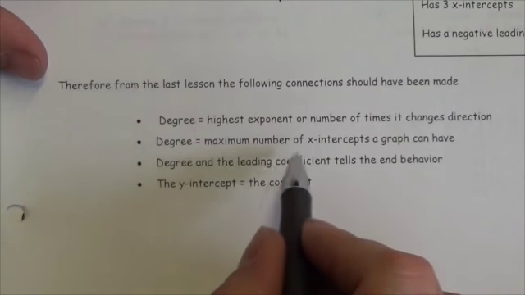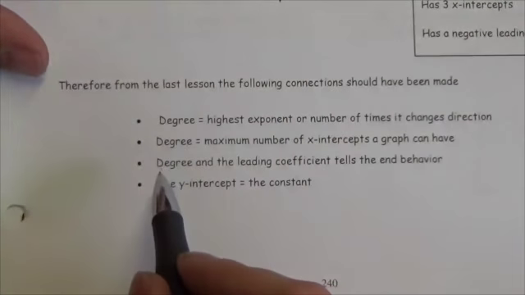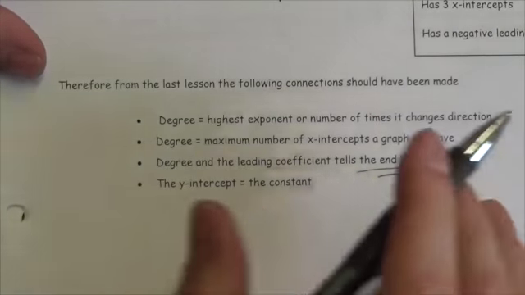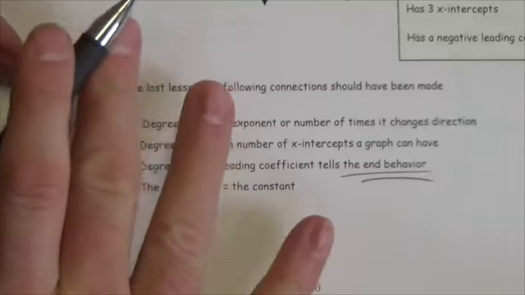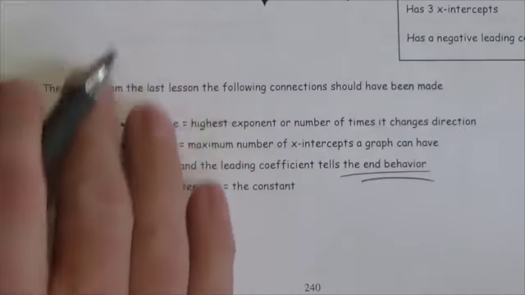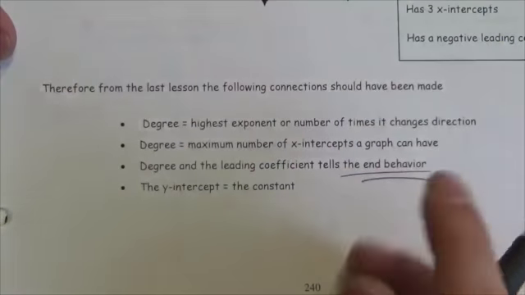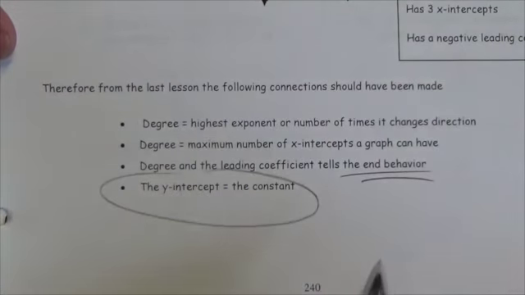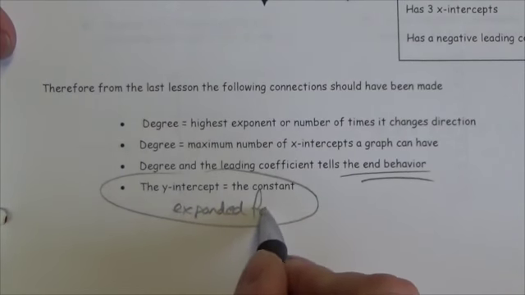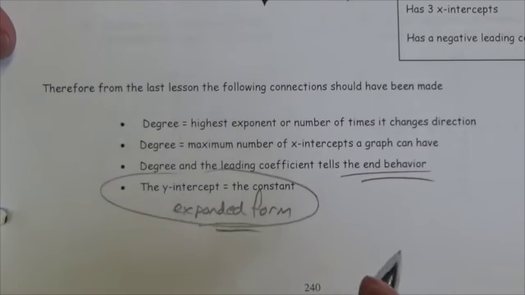Degree is the maximum number of x-intercepts a graph can have, so you want to keep those both in your head as you're looking through this. Degree and the leading coefficient tell the end behavior, in other words, quadrant to quadrant, when you go from the left side of the graph to the right side. Are you starting in 2 or 3? Are you ending in 1 or 4? And when it's in expanded form, the constant is always going to be the y-intercept.